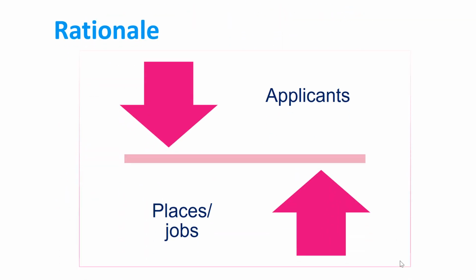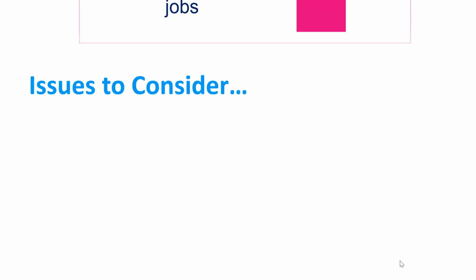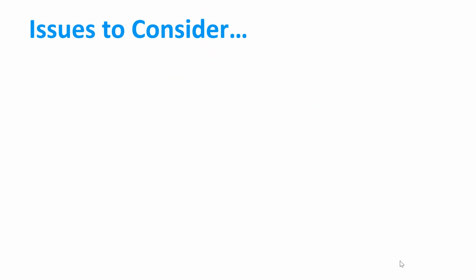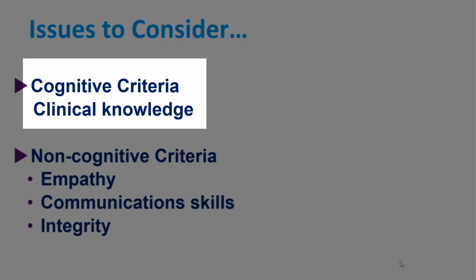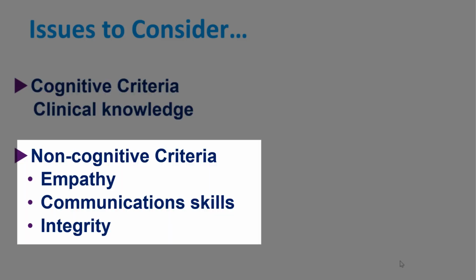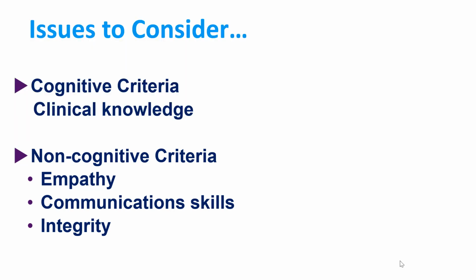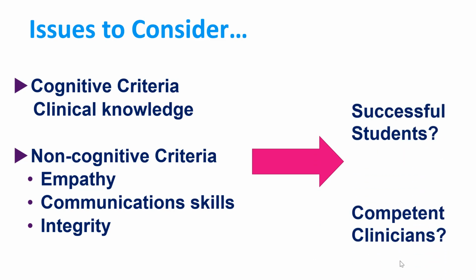The basic rationale of any approach to the selection of applicants is a process to identify the ideal applicants for the available places on a course or training program or available jobs. In designing the application process, decisions need to be made about the selection criteria. These might be cognitive criteria such as knowledge and its application, as well as non-cognitive criteria such as empathy, honesty, and integrity.